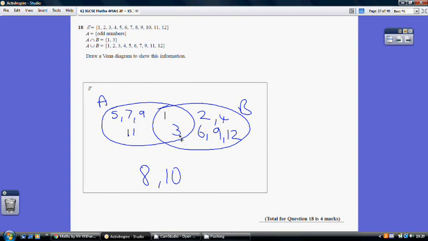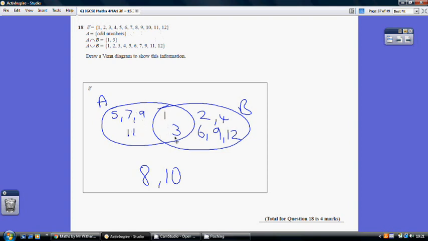Now the next thing I've done is to focus on the fact that A is all the odd numbers. So all the odd numbers need to be in the rugby ball A. So working along through the odd numbers, number 1 we've already included in A, it's in the middle. 3's odd, again we've already included that in the middle, so it's already in A. So the other numbers that need to go into A are the other odd numbers, so 5, 7, 9 and 11.